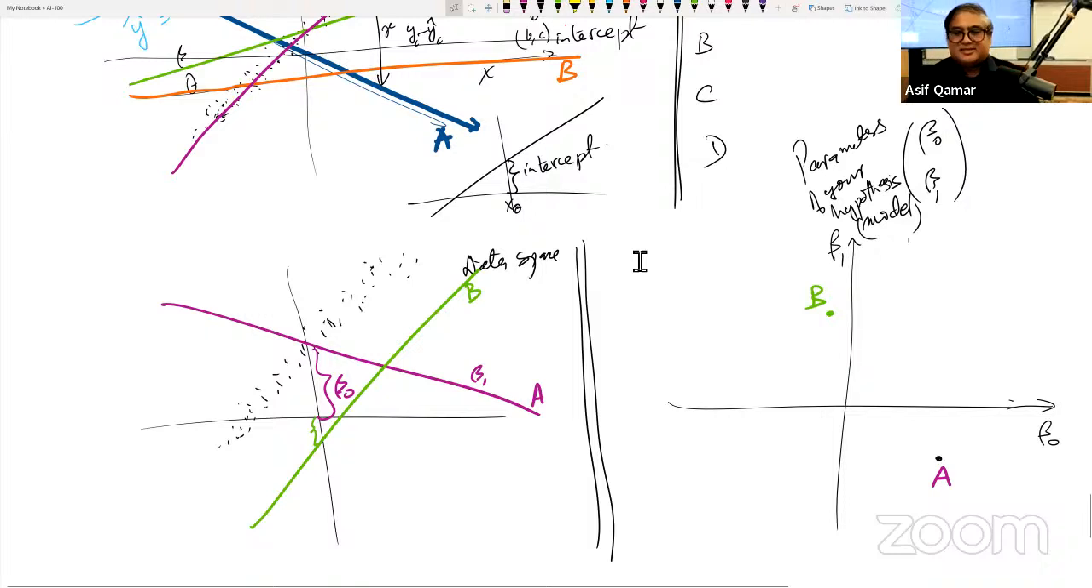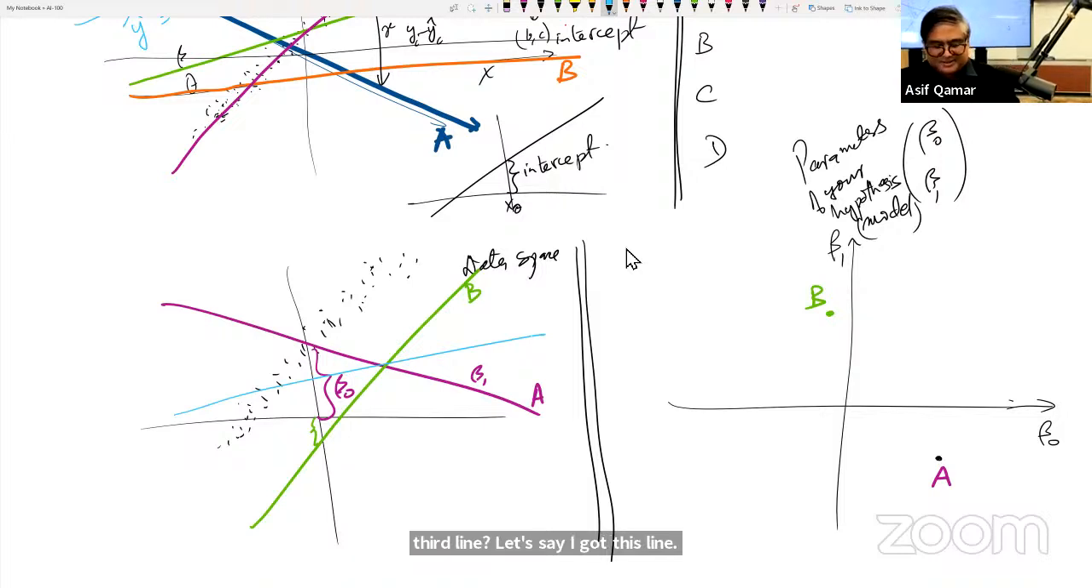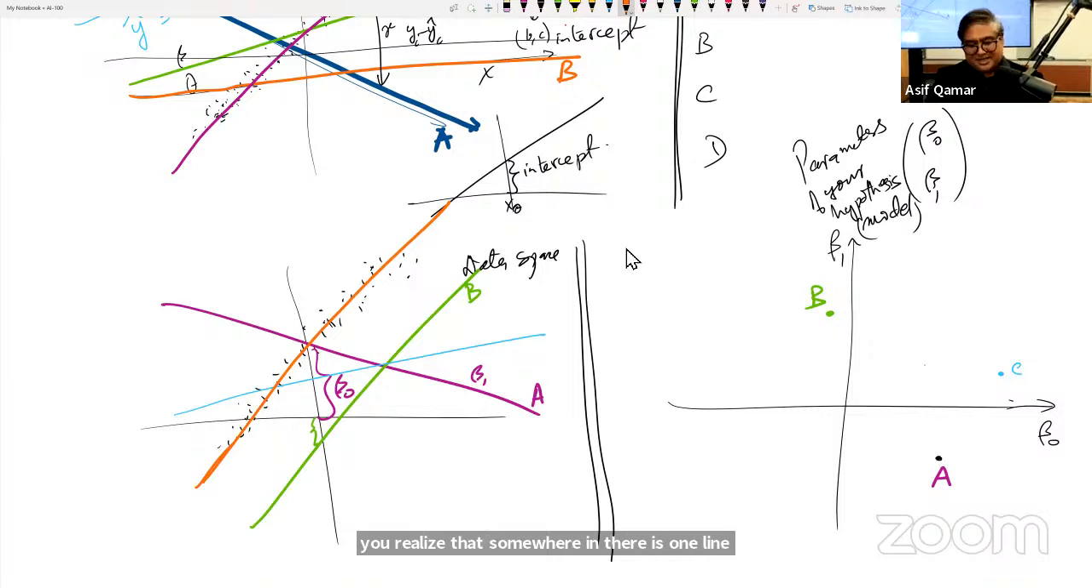And so, guys, do you notice that if I were to draw a third line, let's say I draw this line, it again has positive intercept and positive slope. So it is some point like this, C. By the way, I'm not being absolutely correct. But you realize that somewhere in there is one line, the orange line, with a positive intercept and positive slope, which is your best answer. Let me call it D, which is your best answer, isn't it? So what is best about it?